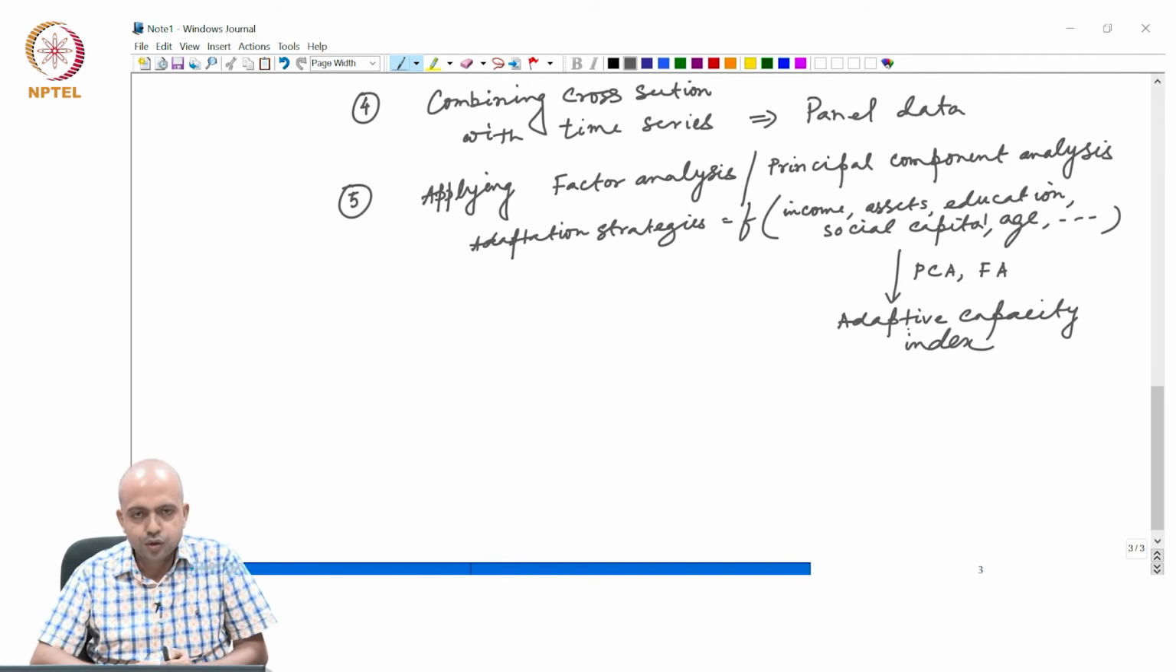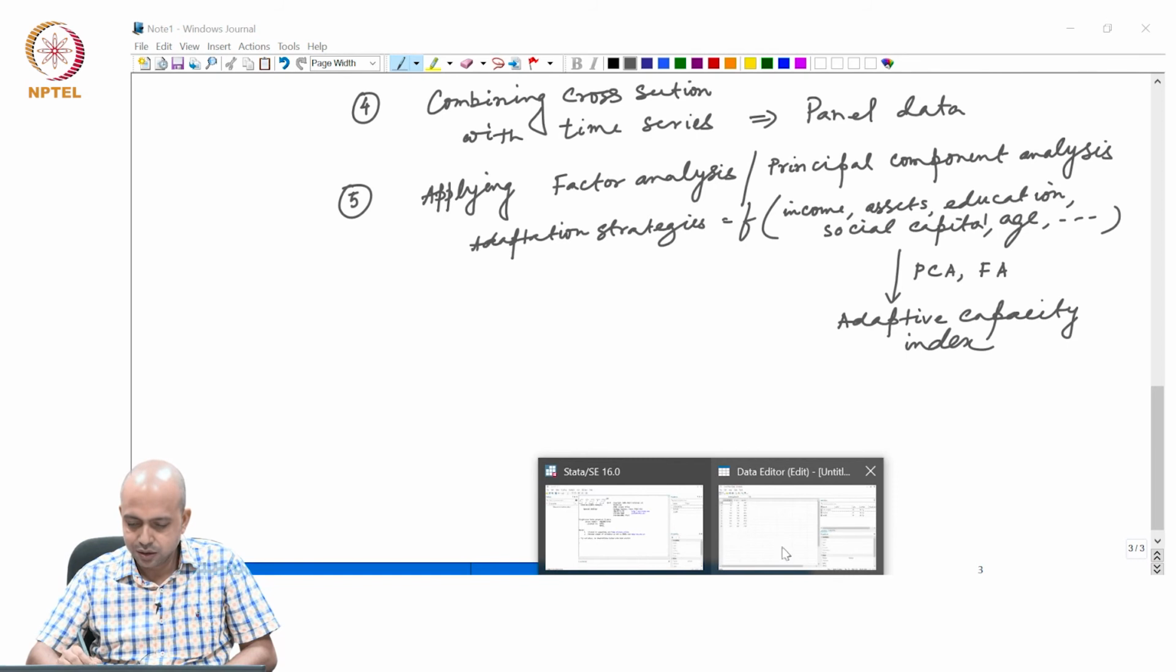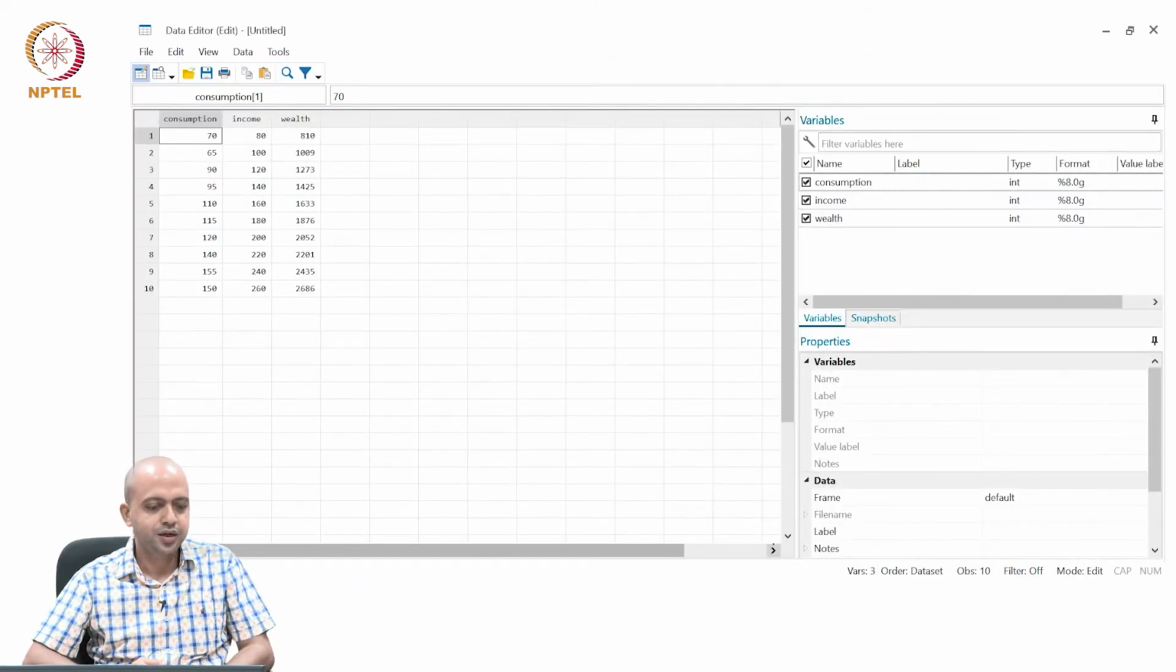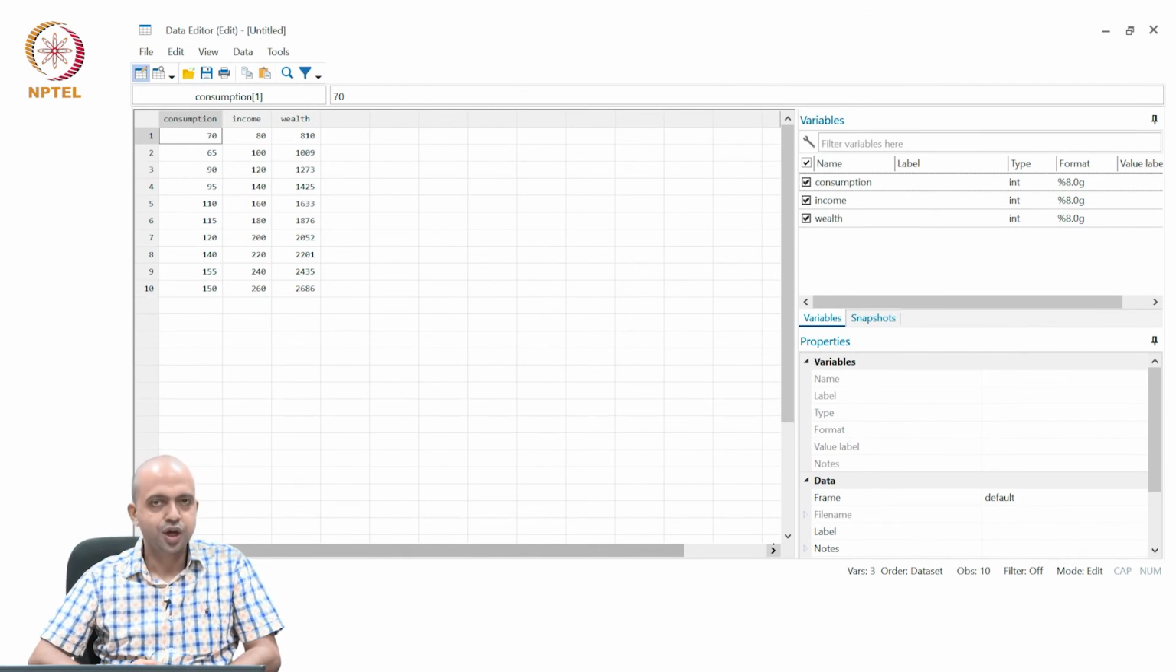Now, what we will do? We will take one hypothetical data set and we will see what type of consequences may arise due to the multicollinearity problem. And this is a data, look at the data set, this is a hypothetical data on consumption, income and wealth, right, consumption, income and wealth.